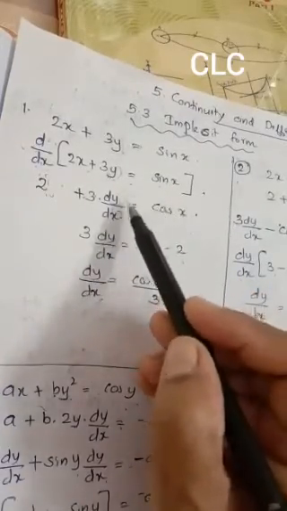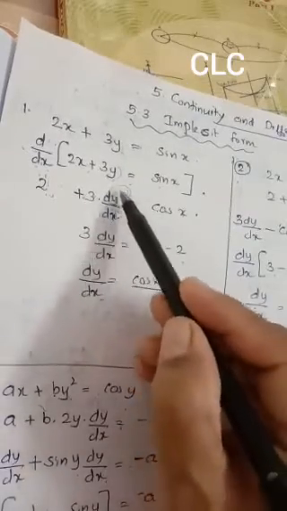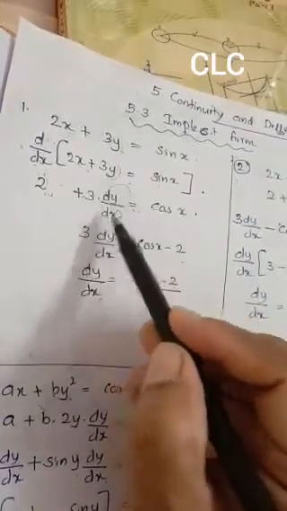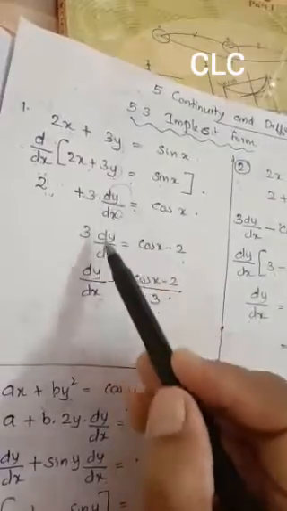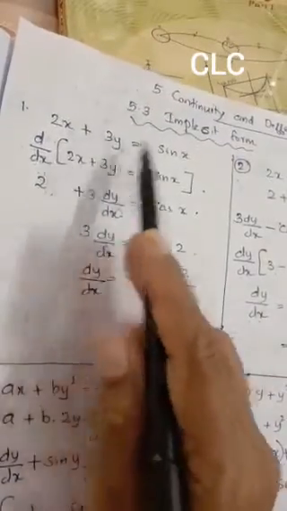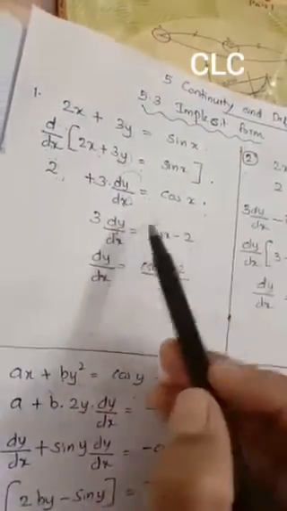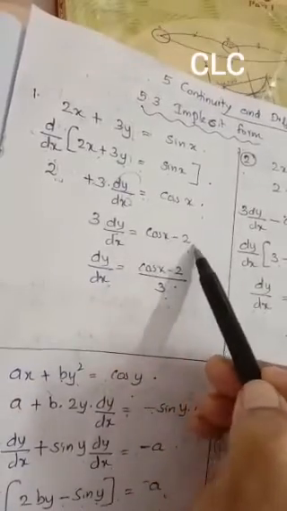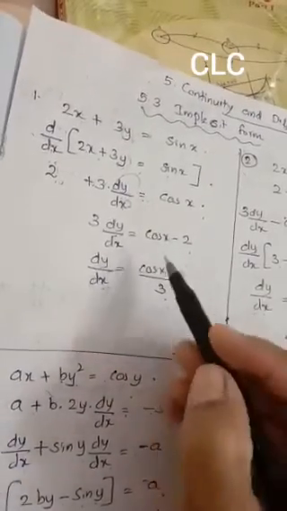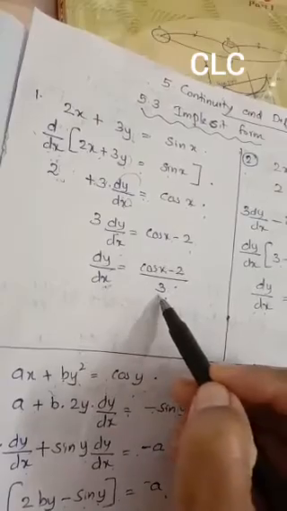So what we want is this term dy by dx. So we will keep this term on one side, 3 into dy by dx here, and take this 2 to the right hand side. So it will become cos x minus 2. So what is dy by dx? Cos x minus 2 divided by 3. Now go to question 2.